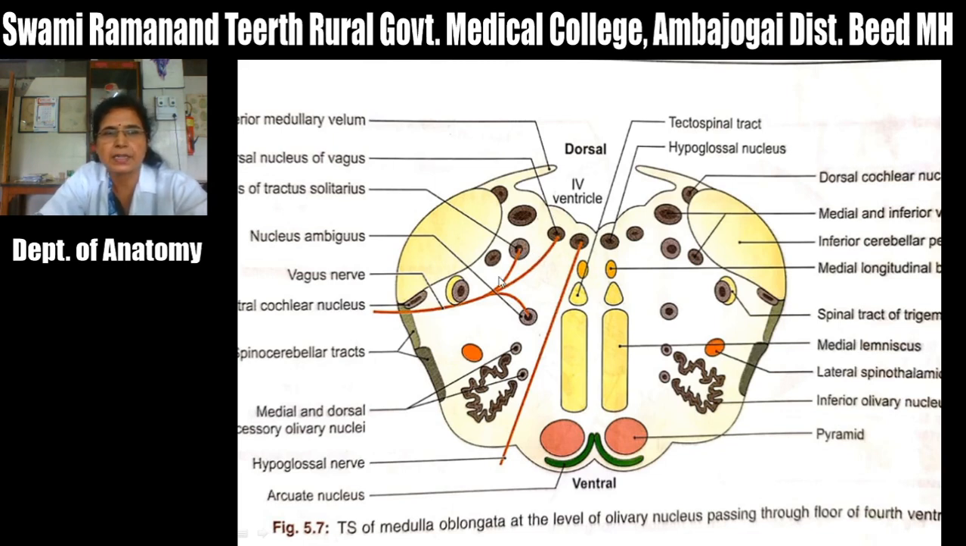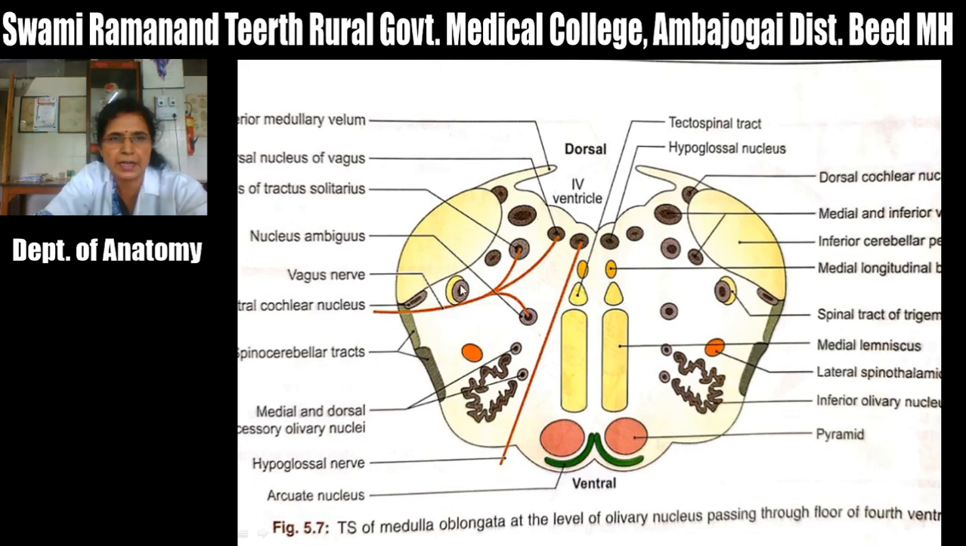Then the next column is the general somatic afferent column, and here the nucleus is the nucleus of the spinal tract of the trigeminal nerve. This nucleus receives exteroceptive sensation, that is pain, touch, and temperature sensation from the face of the same side through this tract. The efferents of this tract form the ventral trigeminothalamic tract.